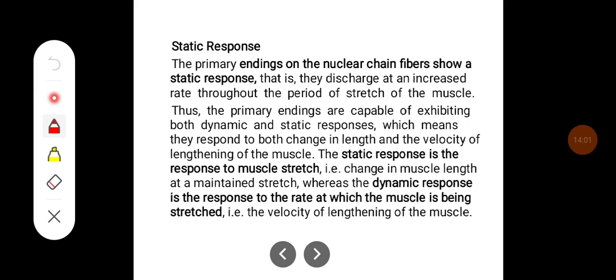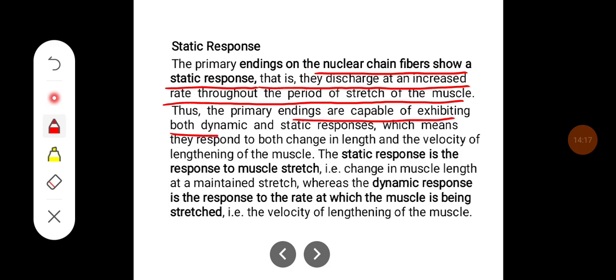In static response, the primary endings on the nuclear fibers show a static response, that is, they discharge at an increased rate throughout the period of stretch of the muscle. Thus, the primary endings are capable of exhibiting both dynamic and static responses, which means they respond to both change in the length and velocity of the lengthening of the muscle.